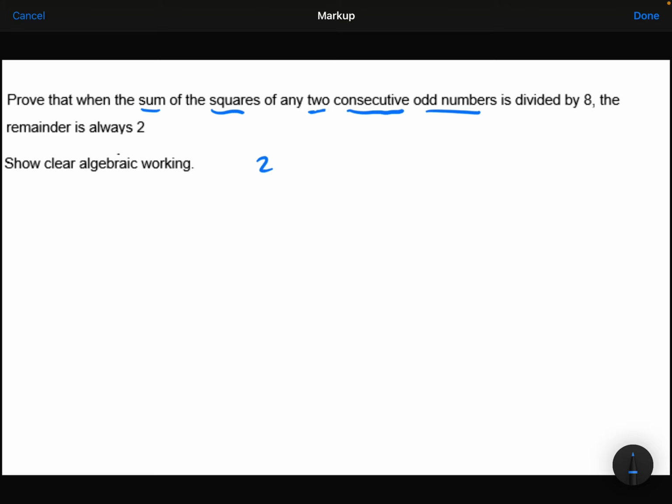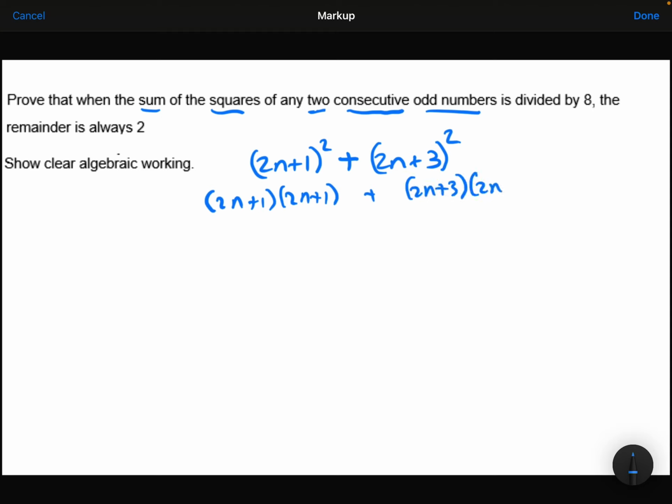If my first odd number is 2n plus 1, the one after that would be 2n plus 3. And we want the sum of the squares of those consecutive odd numbers. So these are the squares of those consecutive odd numbers, and this is the sum of those. Right, let's expand these brackets out. So we've got 2n plus 1 times 2n plus 1, and then we'll also have the 2n plus 3 times 2n plus 3.